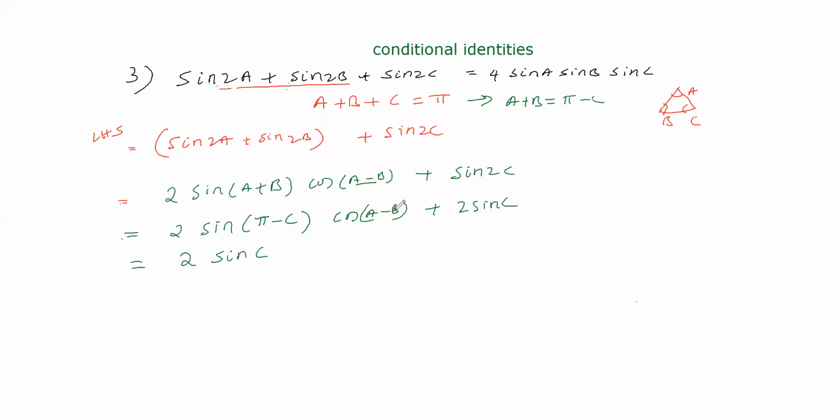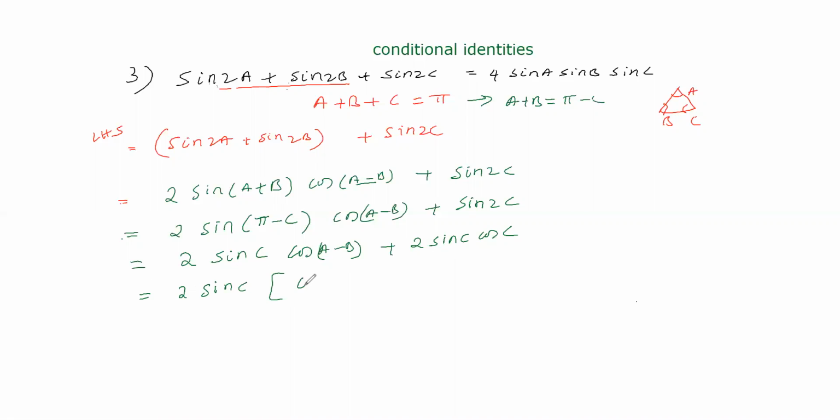Plus here sin 2C we have to write. What is the formula for sin 2θ? 2 sin θ cos θ. So 2 sin C cos C. Now in this expression sin C is there, here sin C is there, so we can take 2 sin C as common.